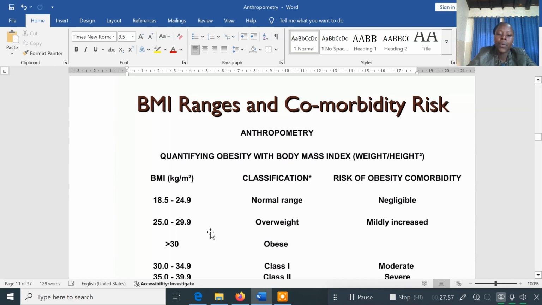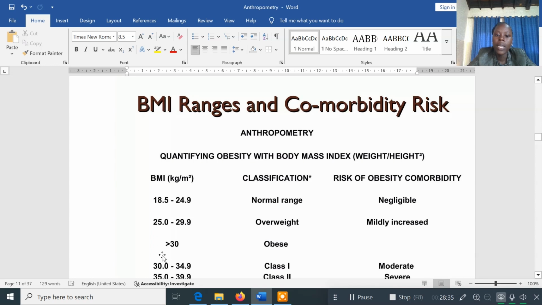But if you calculate someone's BMI and it falls in a range of 25.0 to 29.9, the classification is overweight. That person is overweight, and the risk of obesity comorbidity is mildly increased. So that person has a mild risk of obesity comorbidity if their BMI is between 25 and 29.9 and their classification is overweight.